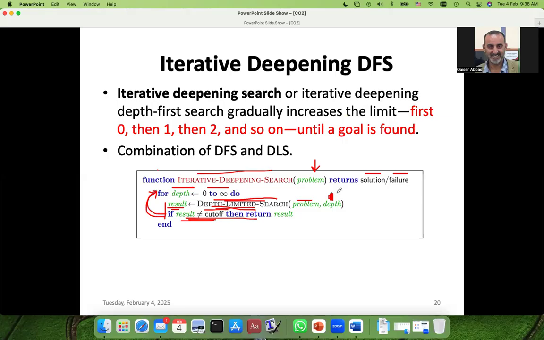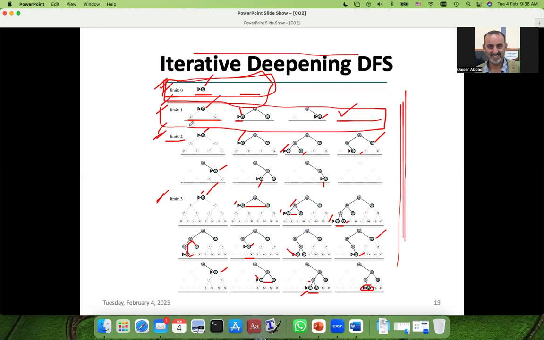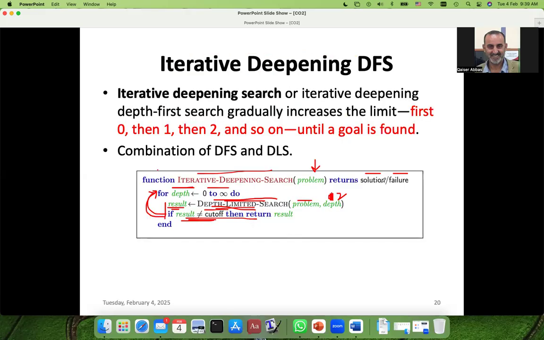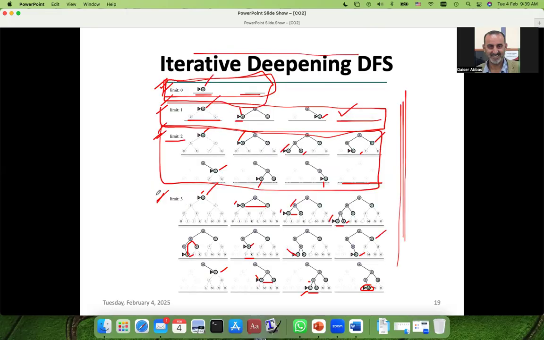And here the depth is now 2. If the depth is 2, this algorithm will execute like this. If your goal is M, it will execute the DFS, it will not find your goal, and the cutoff occurred. Again, cutoff occurred, nothing will happen. You will go again there. Now the depth would be 3, and it will execute the things like that.